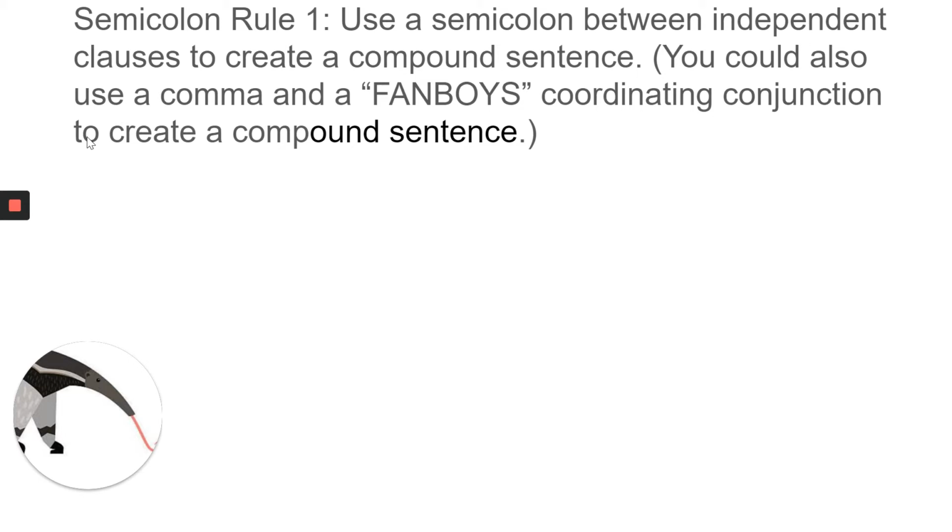Semicolon, rule number 1. Use a semicolon between independent clauses to create a compound sentence. You can also use a comma and a coordinating conjunction, or FANBOYS, which stands for for, and, nor, but, or, yet, so. Those are just conjunctions you can use to put sentences together.